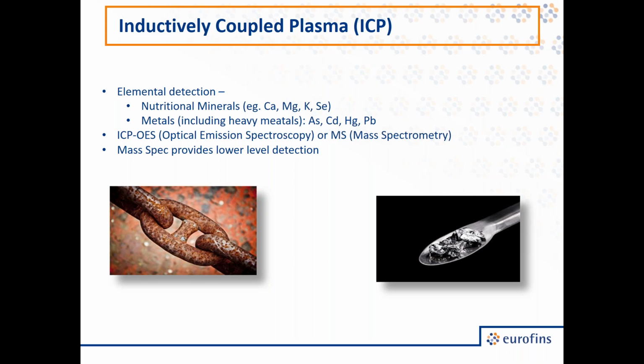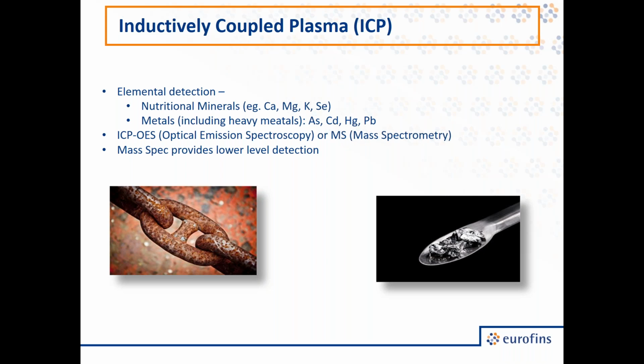Another thing that we can look at using ICP is metals, including the heavy metals: arsenic, cadmium, mercury, lead. This would be a sign that something is perhaps breaking off in the manufacturing products. It could also be a contaminant from one of the raw materials.